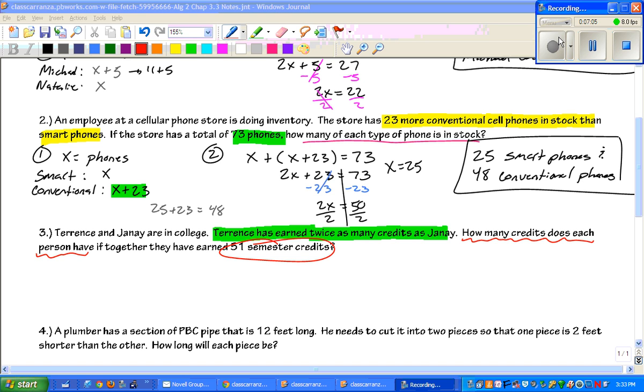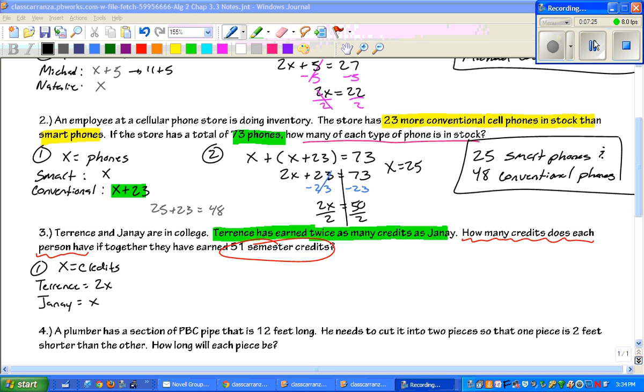Okay, so there's all the important information that I found out. Why don't you guys go ahead and do step number 1. Pause the video and let's see what you got. Okay, so in the claim it says that Terrence earned twice as many credits as Janae, so that's where the 2x comes from.